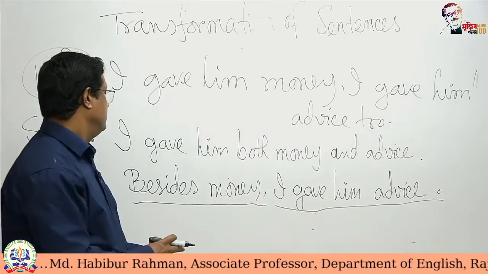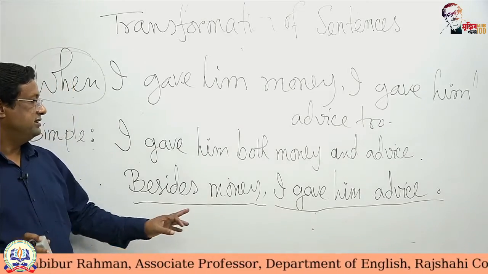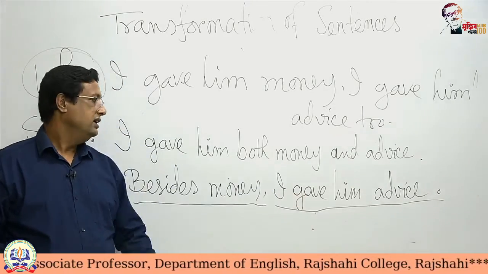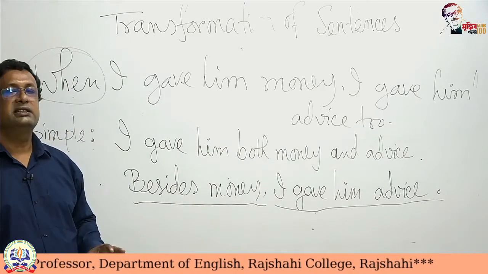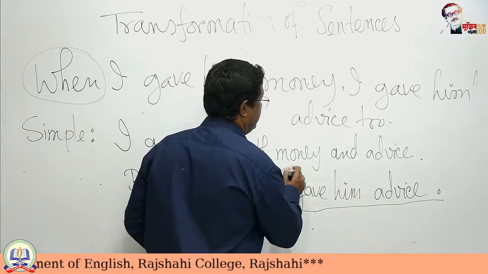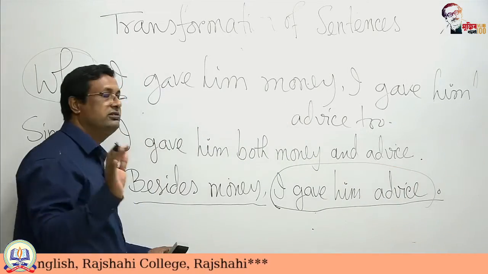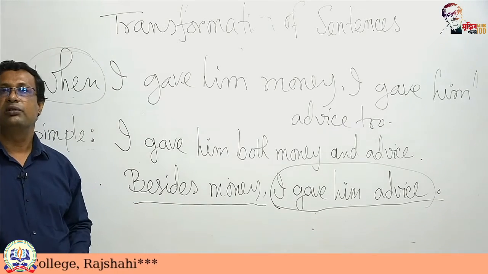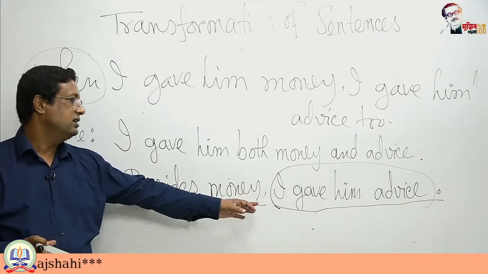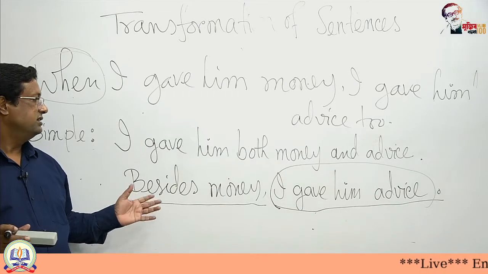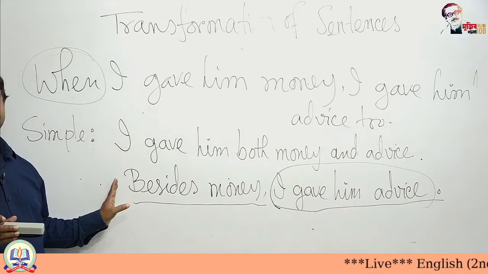So, the main thing is subject is I, finite verb is gave. And that is the clause, a single clause. And the single clause is I gave him advice. There is no other clause here. Besides money is no clause. So there is a single clause and there is no question of conjunction. That is why this is a simple sentence.